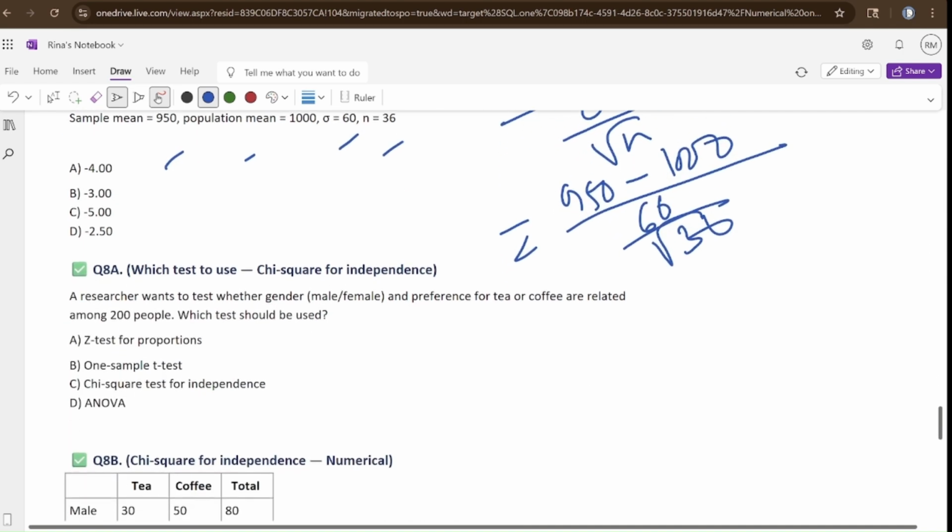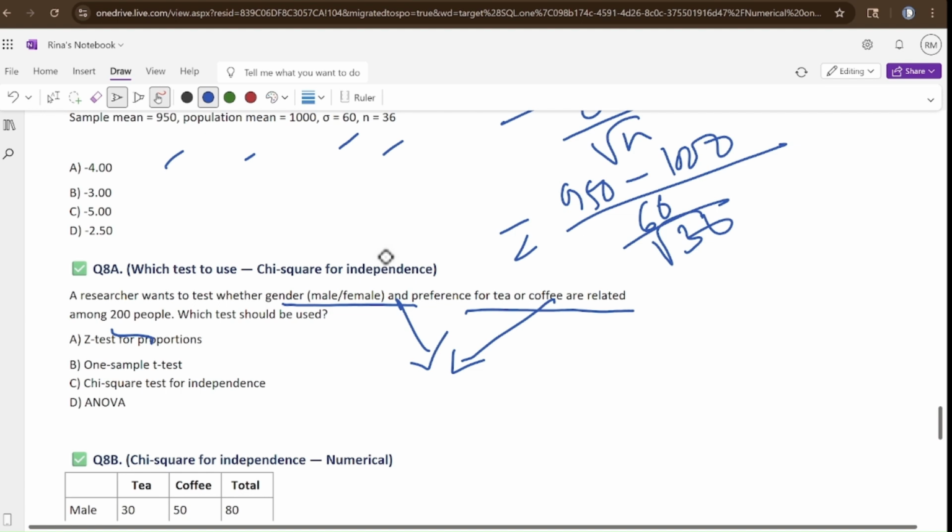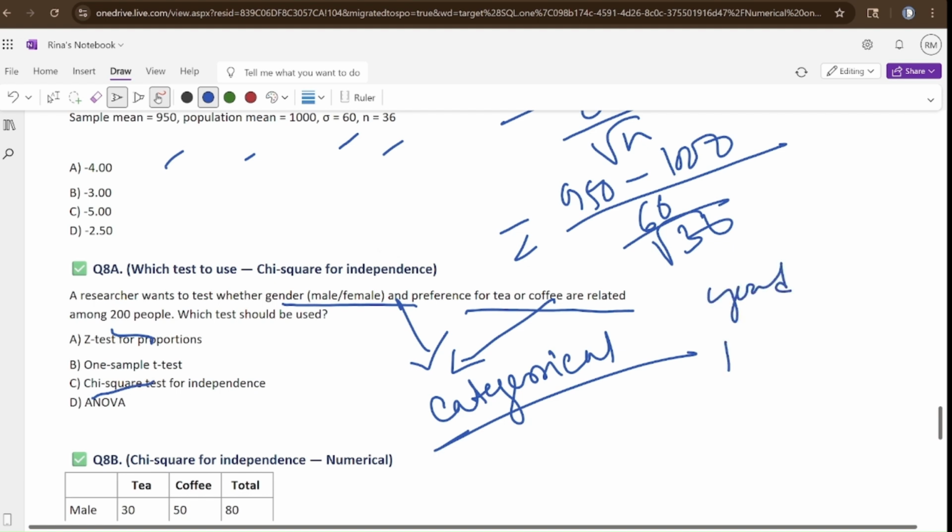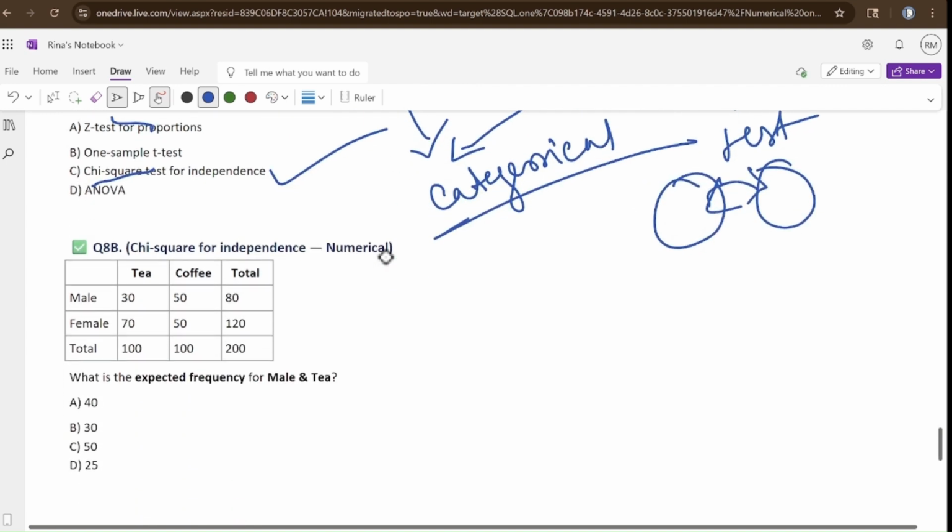Next one. A researcher wants to test whether gender and preferences are related among 200 people. Gender, preference of tea or coffee. Categorical variable. So obviously you have to go for chi-square. Chi-square is of two types: goodness of fit, test for independence. I told you to check whether two samples are associated or independent, you have to go for chi-square test for independence. Okay. Now let's do the numericals.